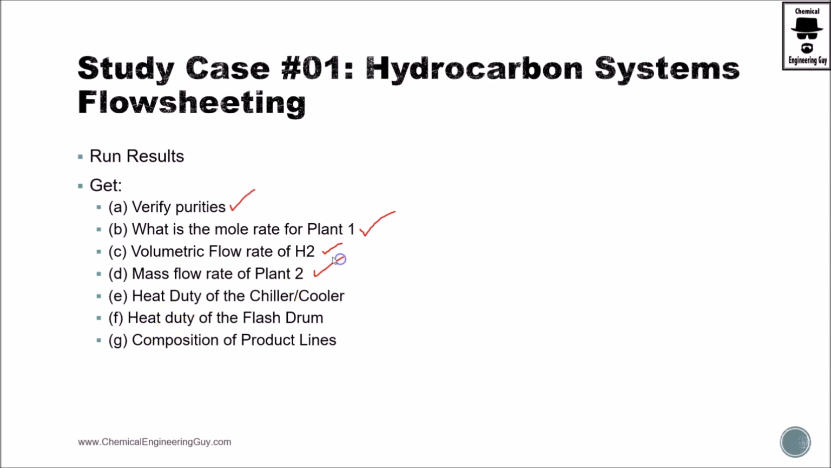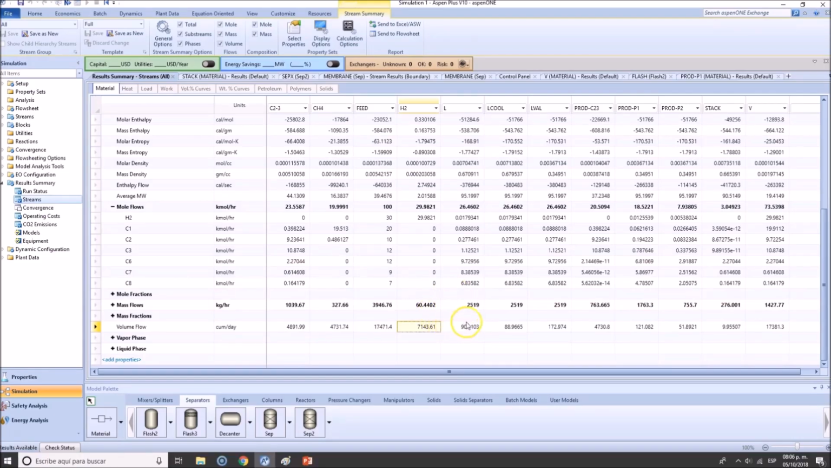Mass flow rate of plant number two. Okay, so that's an interesting one. We need mass flow rate, not mole flow rate. So plant number two is right here, and we have it here. Mass flow rate, yeah. 755 kilograms per hour. Let's say once again we are in USA, they want to change these to pounds per year.